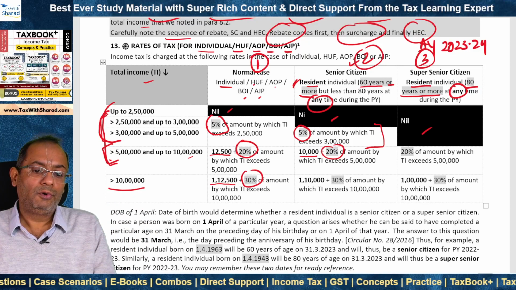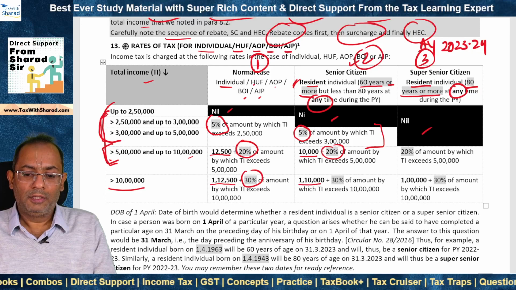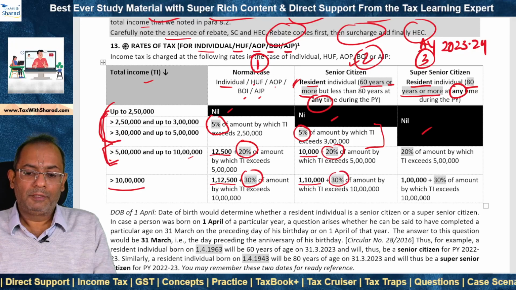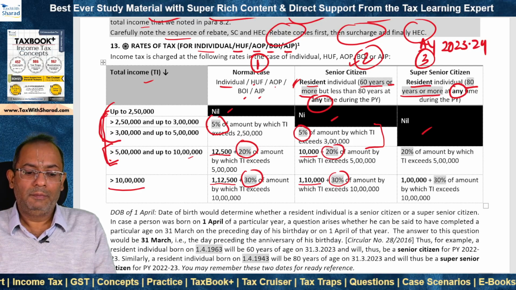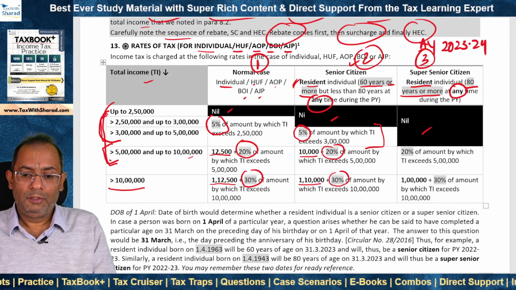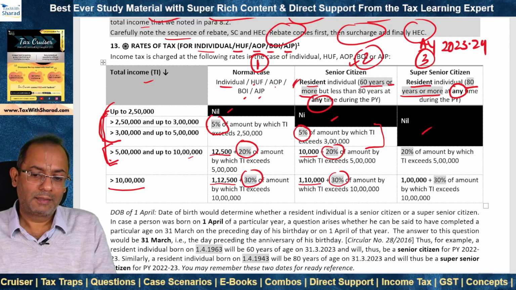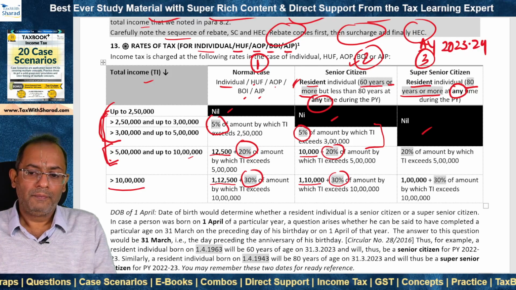Where total income is more than 10 lakh, we do 1 lakh 10,000 plus 30% of the amount by which total income exceeds 10 lakh rupees. So total income minus 10 lakh, 30% of that, and add 1 lakh 10,000 to that. That will give you the amount of tax, right?